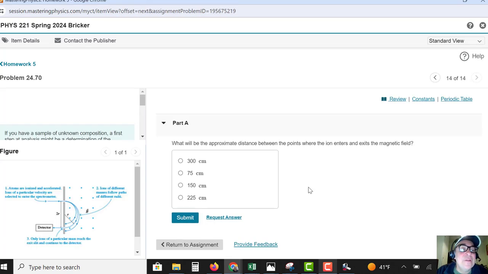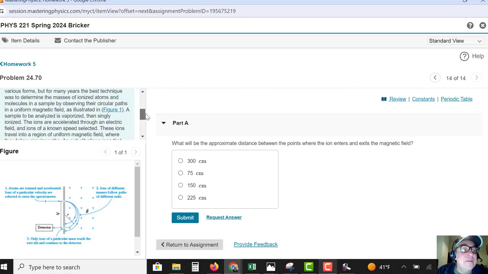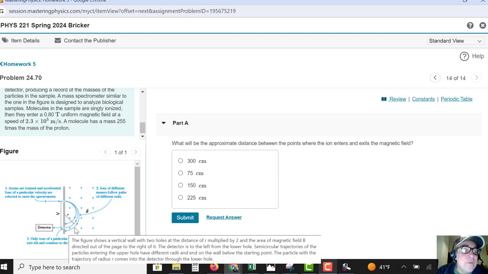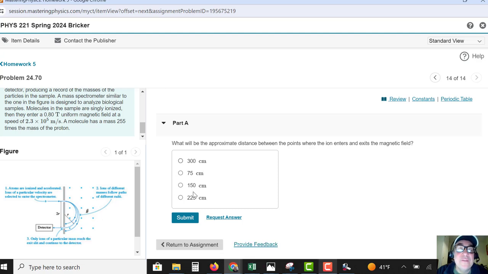And then there's a part B to this. If you're given this magnetic field, this speed, and 250 times the mass of a proton, what is going to be the point between where it enters and where it exits? So basically twice the radius. If we can figure out the radius and multiply it by 2, that's what this is actually giving you. This is the diameter of the circle.